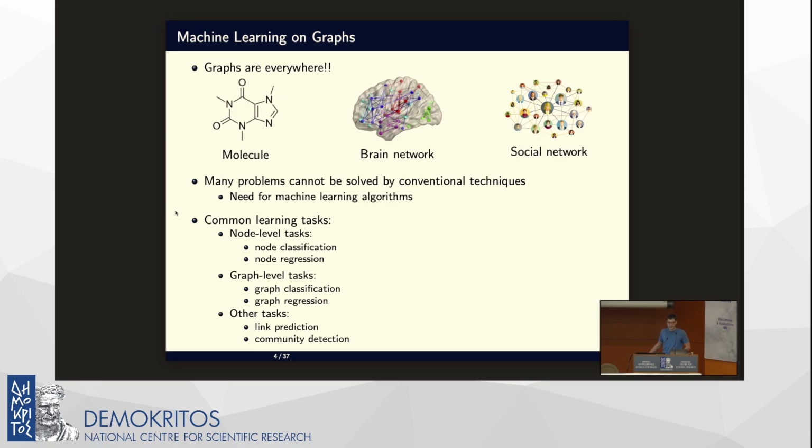And since graphs consist of different components, of nodes, of edges, of subgraphs, and so on, we have different problems, like node-level problems, such as node classification and node regression, where we focus on the nodes of the graph. Graph-level problems, where we focus on the entire graph. And we have other tasks, like link prediction and community detection. In this talk, I will focus on the first 2 tasks.